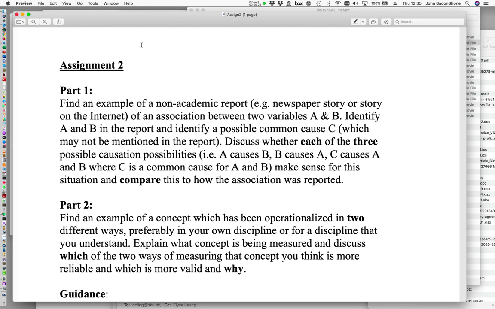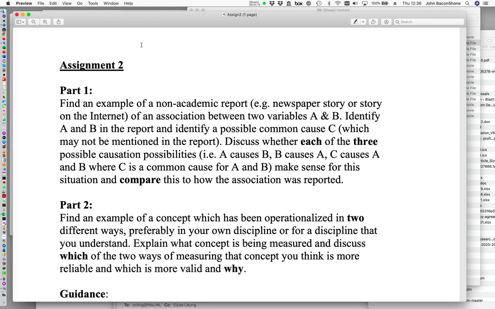So after finding that example, I would like you to identify the two variables A and B in the report and identify a possible common cause which may not be mentioned in the report. So then I want you to discuss whether each of the three possible causation possibilities makes sense for the situation and compare this to how the association was reported. So of course the three possibilities are that A causes B, that B causes A, or that actually there is some common cause C for both A and B. Right? So I want you to do that first in part one.